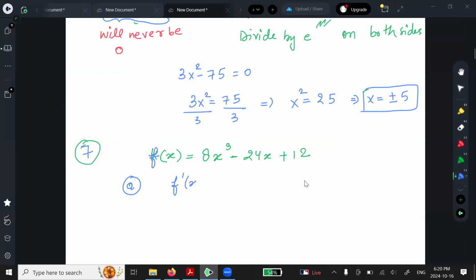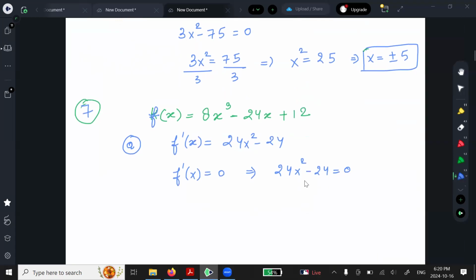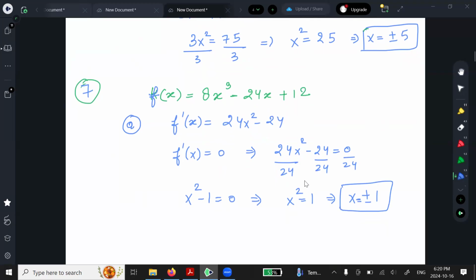So f prime. Well, you know the drill. 24x squared minus 24. And you want to make f prime of x equal to 0. What does that give me? 24x squared minus 24 equals 0. See, you can divide by 24 on both sides. So you get x squared minus 1 equals 0. x squared equals 1, so x equals plus or minus 1, right? These are just the critical points.